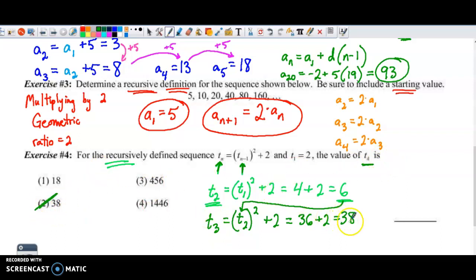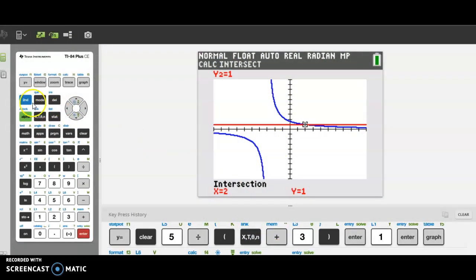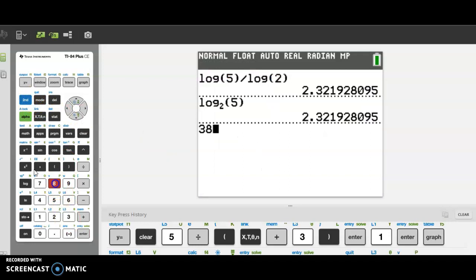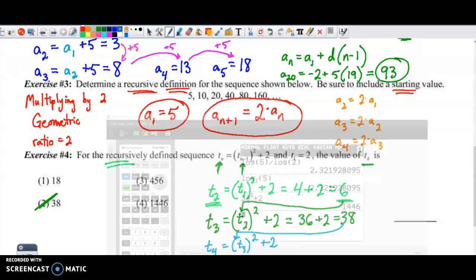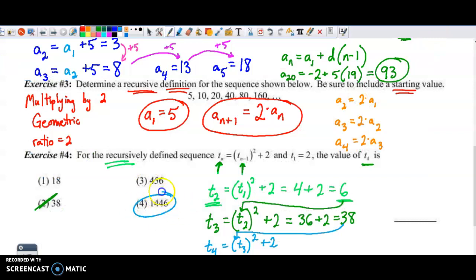And at this point, I'm not going to be able to do this in my head. But it is the third term squared plus 2. I just don't know what 38 squared is when I plug that in right here. So I'm going to go to a calculator. 38 squared plus 2 is 1446, and lo and behold, that was one of my options.